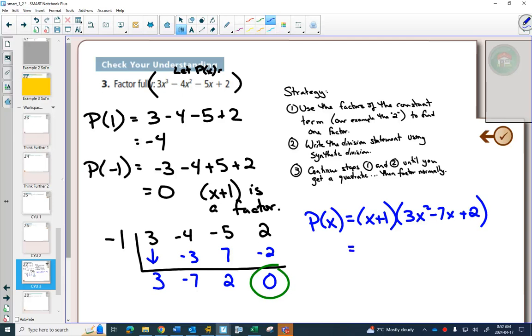So now to finish factoring, we can factor this like normal. To get the 3x squared would have to be 3x and x. 2 would have to be 1 and 2. Now it's going to make a difference if you put the 2 here or the 2 here. If I put a 2 on my outside, it becomes 6. 6 and 1 can make 7, especially if they're both negative. It'll make -7. And we've factored completely.